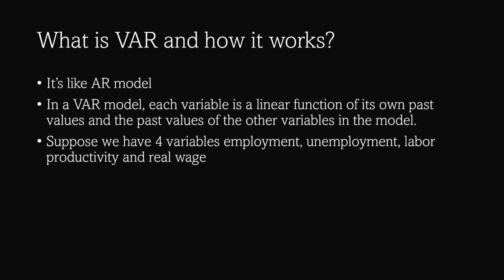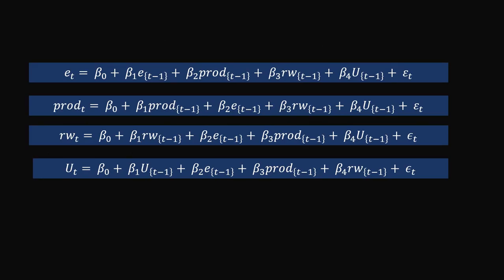So let me give you an example. We have 4 variables: employment, unemployment, labor productivity, and real wage. So how can we mathematically present the VAR model if we have these 4 variables, including employment, unemployment, labor productivity, and real wage? If you look at these 4 equations, we will be getting these 4 equations.